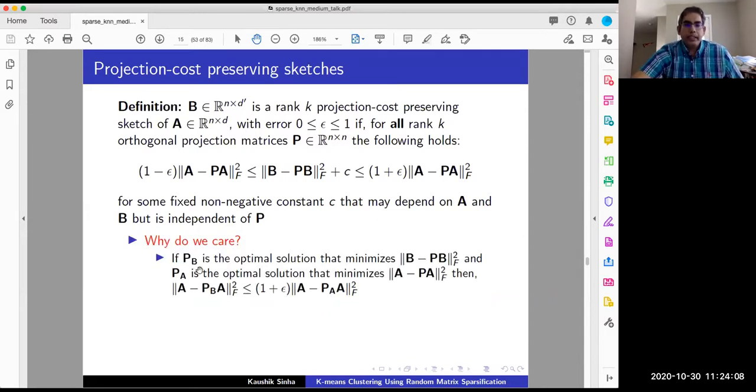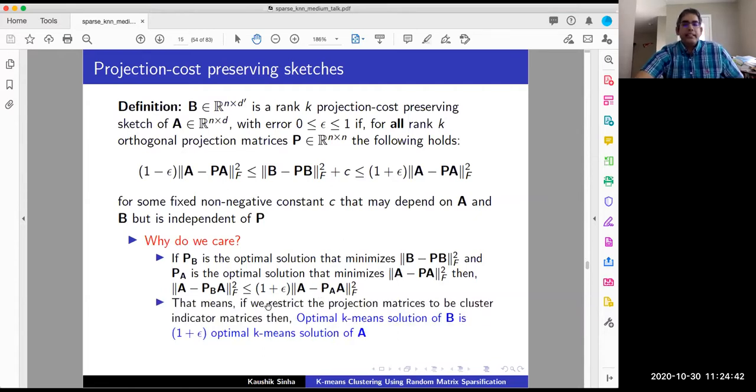If P sub B is the optimal solution that minimizes this quantity, B minus P times B, where remember P is an orthogonal projection matrix, so we are minimizing over choices of P, and P sub B is the one that minimizes this quantity. Similarly, if P sub A is the one that minimizes A minus P times A, again P is variable here, then these two quantities are related. A minus P sub B times A, squared Frobenius norm, is less than 1 plus epsilon times the squared Frobenius norm of the other term.